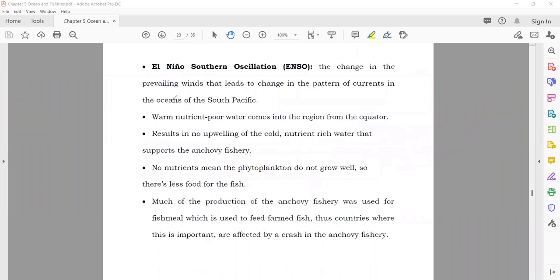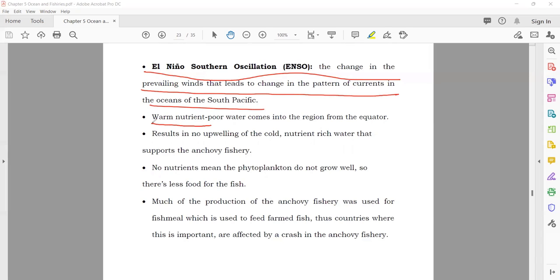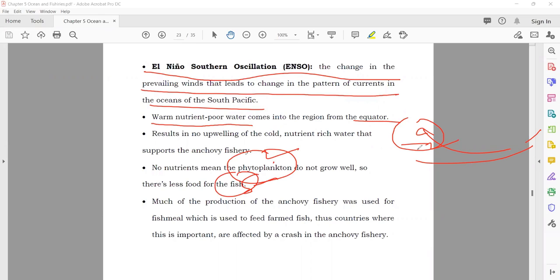Once again, they're saying that in El Nino Southern Oscillation, the change in prevailing winds leads to a change in the pattern of currents in the ocean. Again, they're talking about the warm, nutrient-poor water coming onto the region from the equator. When the nutrients move from down to up, it is good for the fish and for the phytoplankton, because they can grow well. Then the phytoplankton are eaten by small fish, and the small fish by the big fish. This shows the importance of the El Nino Southern Oscillation process.